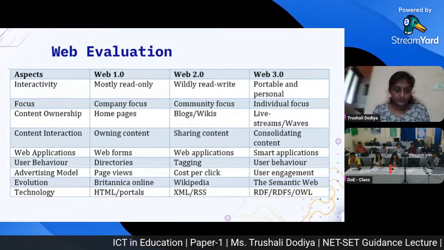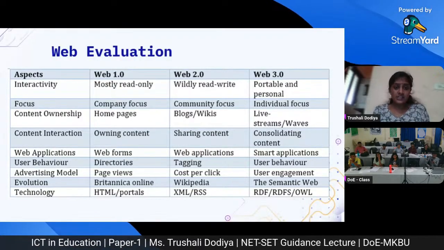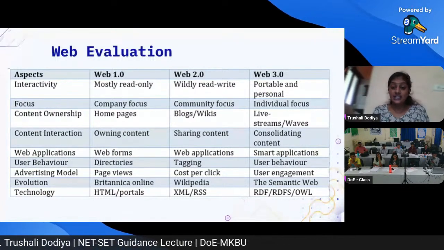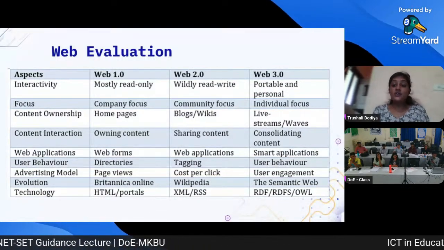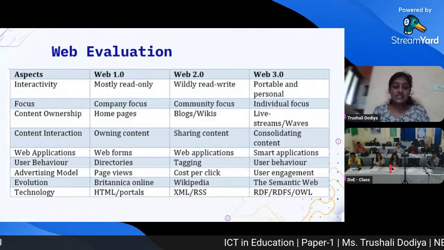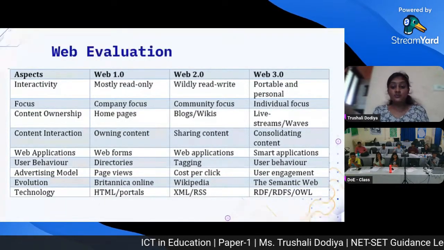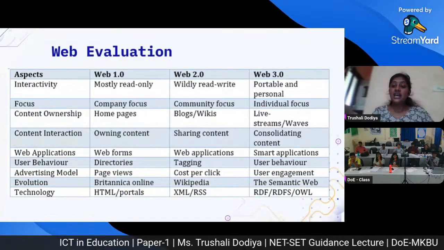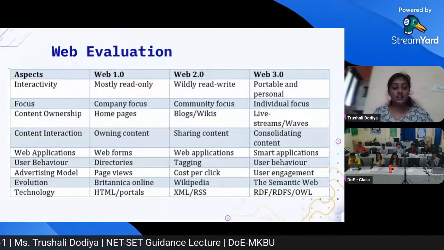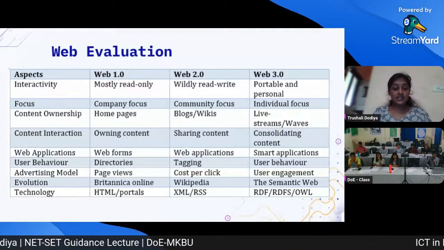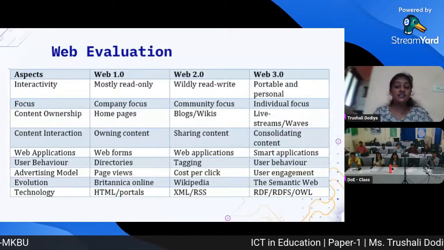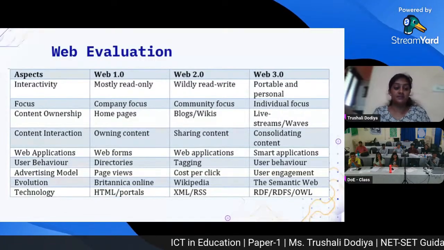of Web 3.0. In content ownership, the first one was about owning content. In the second one, it is about sharing content. And in the third one, it is about consolidating the content. Web applications are moving from web forms to web applications in the second one. And then in the third one, it is about smart applications. There is user behavior. Like in the first one, it was from directories, then from tagging, and in the third one, it is about user behavior.